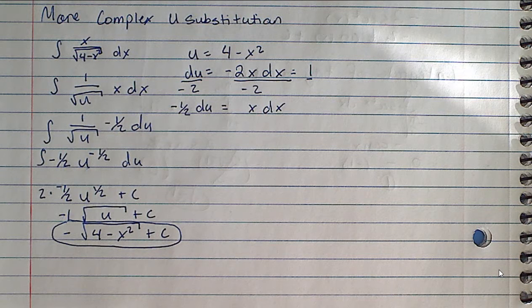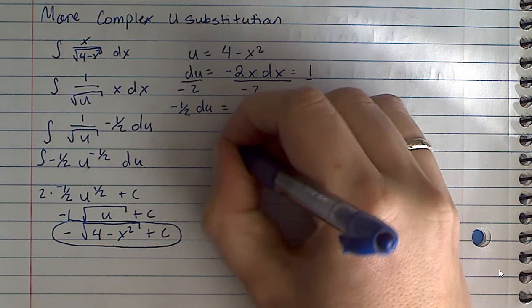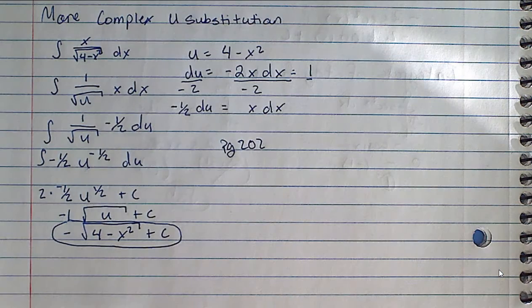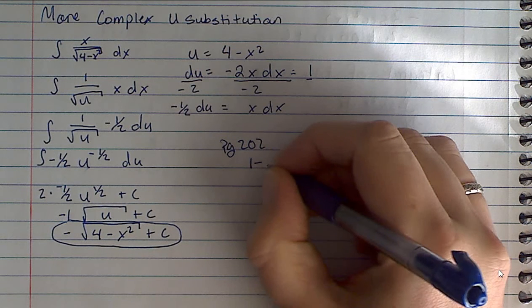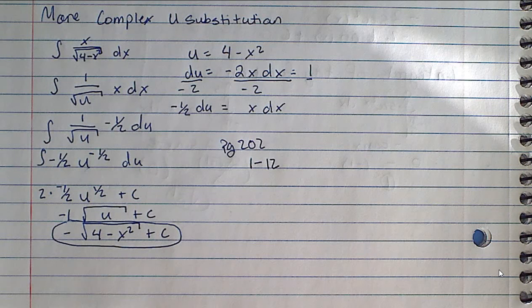So let's take a look at the book. Let's take a look at the book assignment. The book assignment is on page 202. It's on page 202. We're going to look at 1 through 12. If it were even, it'd be 2 through 12, James. No, it's all.